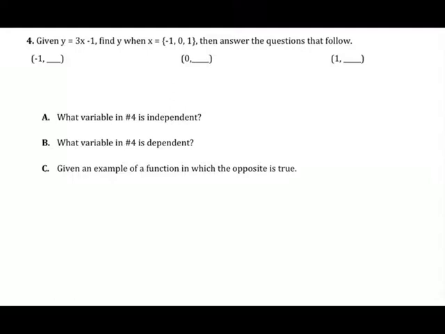So I'm going to plug in -1. So y equals 3, and that's where I'm going to plug in the variable, times my x value minus 1. If I plug in -1, I'm getting -3 minus 1, which is -4. So this ordered pair would be (-1, -4). When I plug in -1, I get -4. Go ahead and pause the video and work through the other 2.